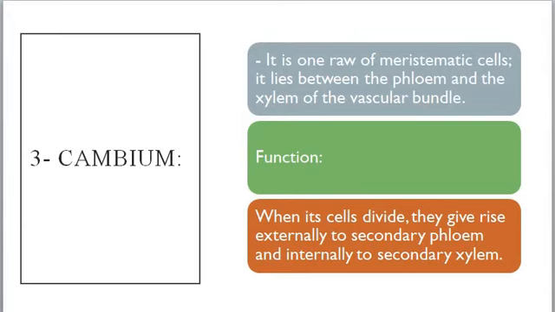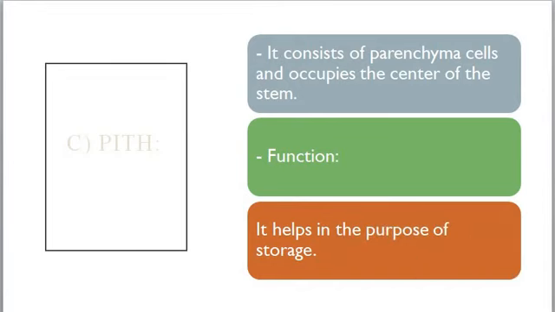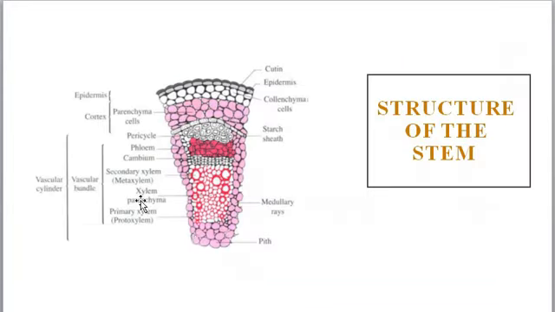Okay. After that we have the pith. What is the pith? Here we have the pith. The pith is the last layer of the vascular bundle. It consists of parenchyma cells and occupies the center of the stem. And its function is storage. Where is the pith? You want to see the pith? Here is the pith. It is just for storage of what is obtained from the photosynthesis process.